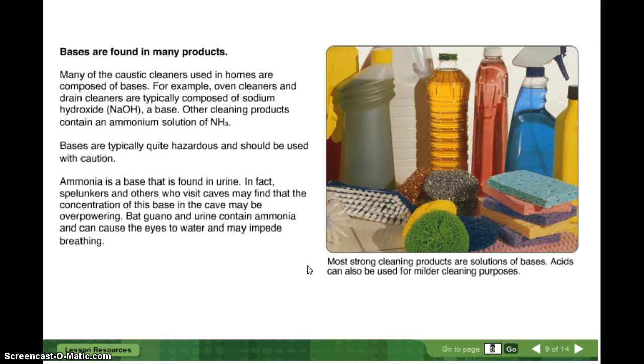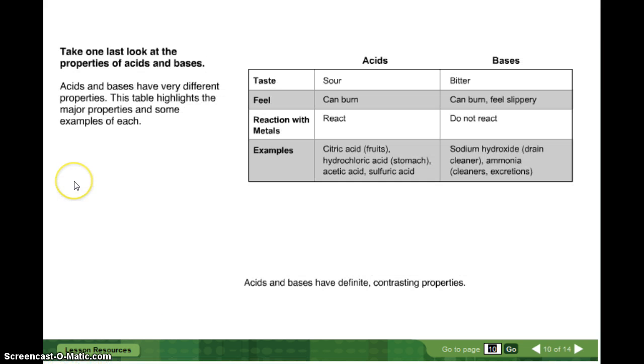Acids can be used for milder cleaning purposes. Take one last look at the properties of acids and bases. Acids and bases have very different properties. This table highlights the major properties and some examples of each. So taste. Acids are sour.